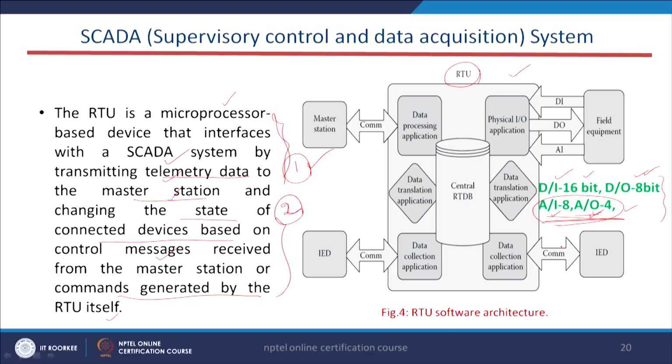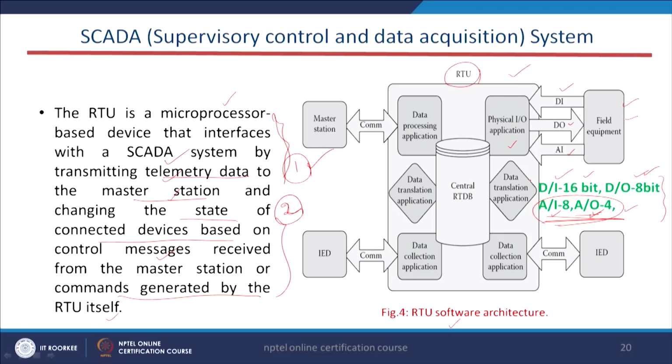Okay, and this is the software architecture. If you see, this is how the field equipment is present. From the field equipment, with the help of DI, which stands for digital input, DO, which stands for digital output, and AI, which stands for analog input, the data from the field equipment are sent to the physical input-output application part of the RTU software. This is the architecture of the RTU software.